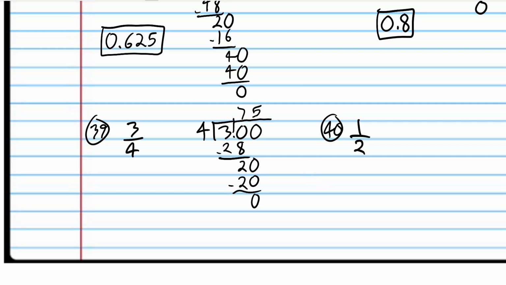Bring the decimal straight up. Don't forget to do that. Bring the decimal straight up, and you have 0.75. So 3/4 in decimal form is 0.75.